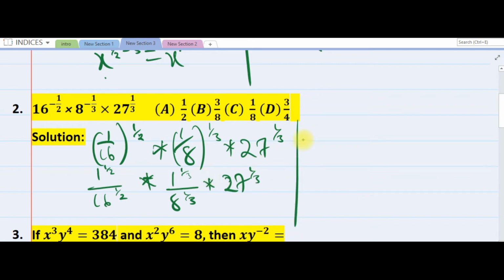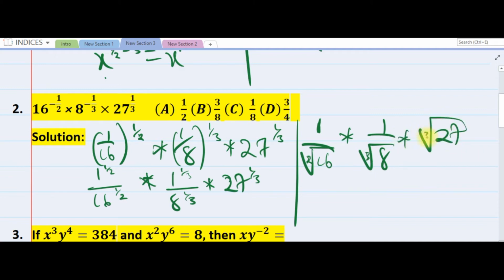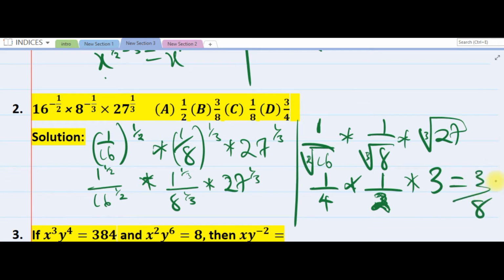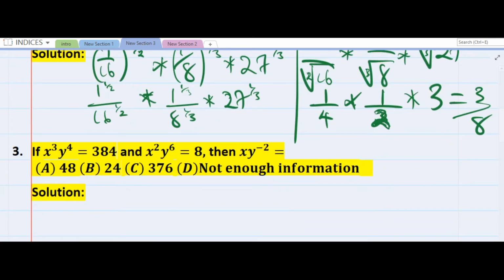So 1 raised to power anything is 1. 16 to the half means what you multiply 2 times to give me 16. And this means what you multiply 3 times to give me 8. And finally, what you multiply 3 times to give me 27. So what you multiply 2 times to give me 16 is 4. What you multiply 3 times to give me 8 is 2. And what you multiply 3 times to give me 27 is 3. So I have 3 over 8. So the answer is B.